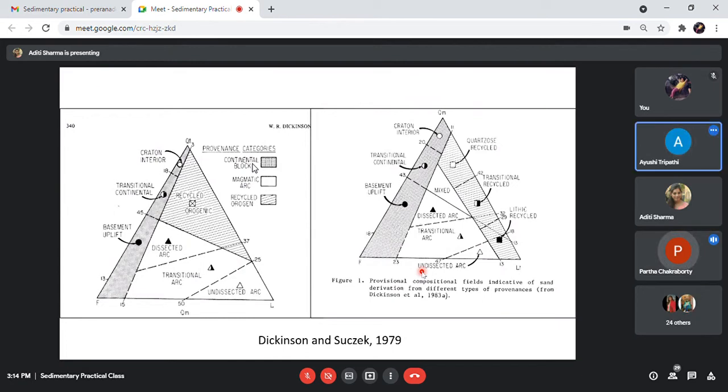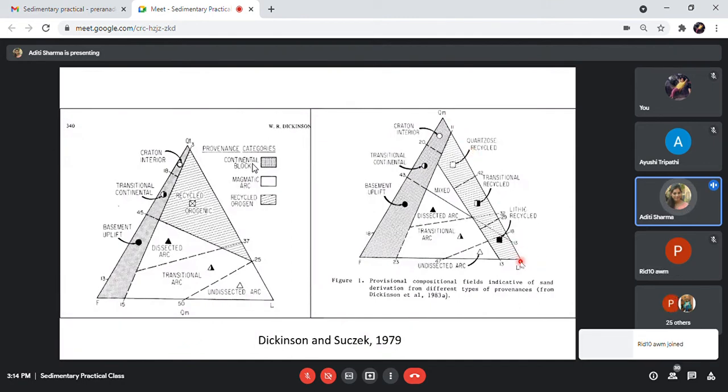Can you explain the 43 and 13 one again? Which one? Thank you, ma'am. Sorry, I did not understand what you are saying. Ma'am, this line with 43 and 13, how do we plot this line? Okay, so look at this axis. This axis is representing your lithic fragments in quartz. You have 100% lithic fragments at this point, and around 88% lithic fragments here. This 13 is actually representing your quartz percentage.